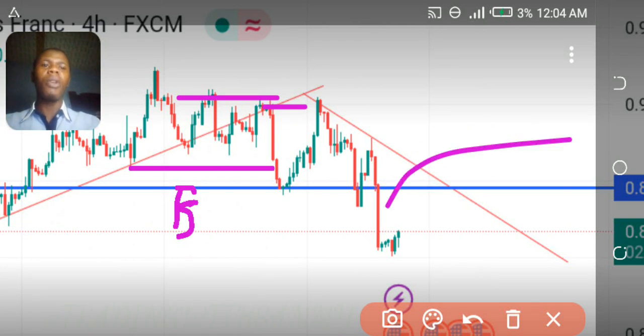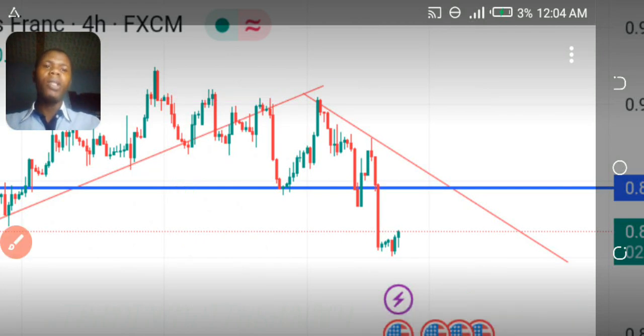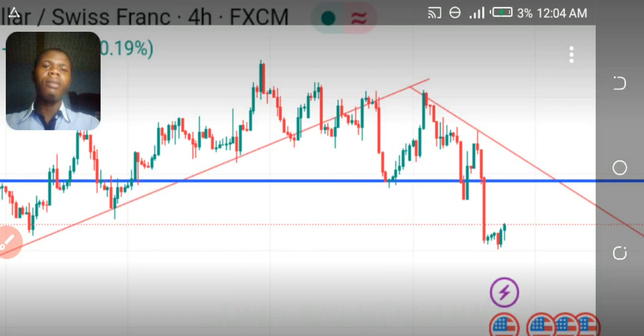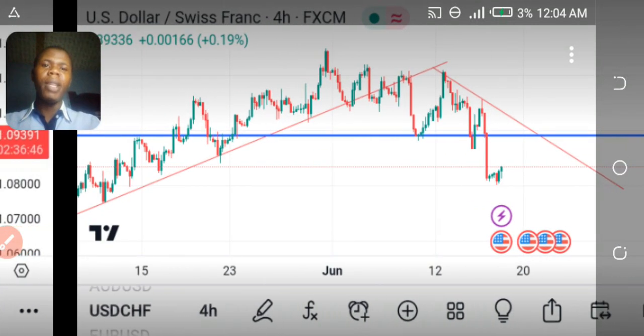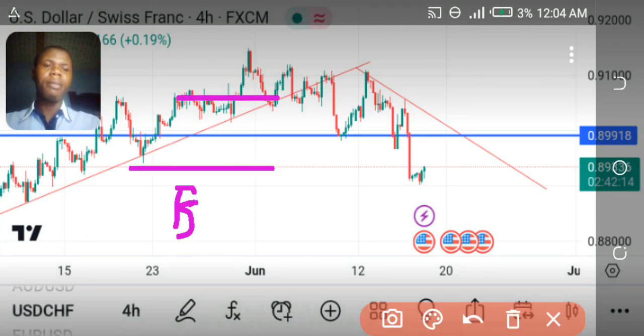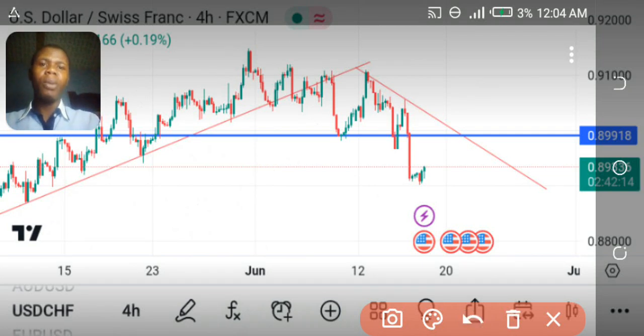Now we are going to be targeting. Let me talk about where to target. It's simple. Let me make it a little bit easier for us. Now where do we target? There are lots of zones. The first target should be here. Second target should be here.